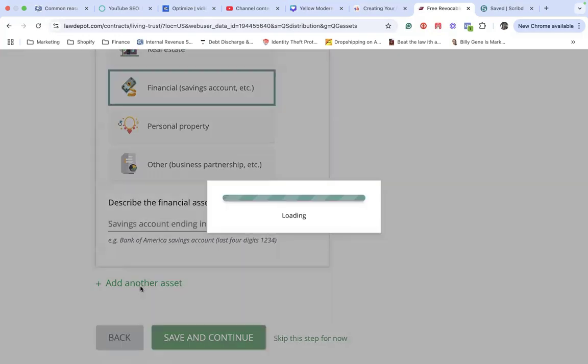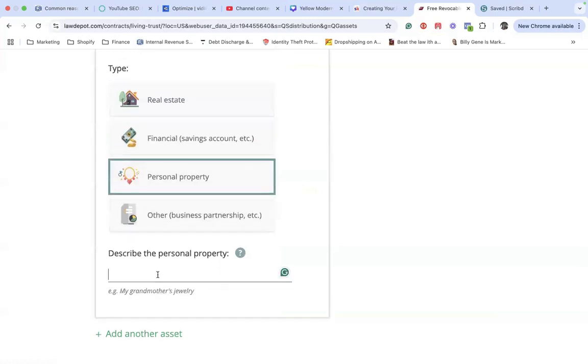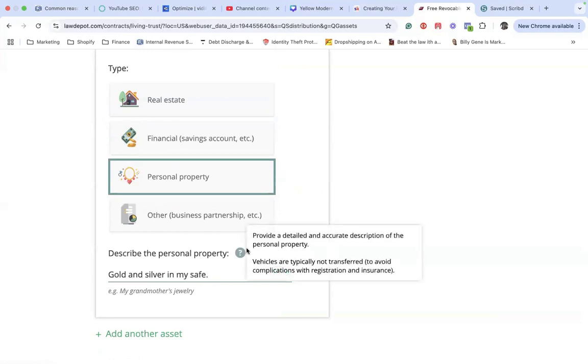Right? Personal property, gold and silver in my safe, right? You can be specific, just get into detail. Like it says here, provide details and an accurate description of personal property.